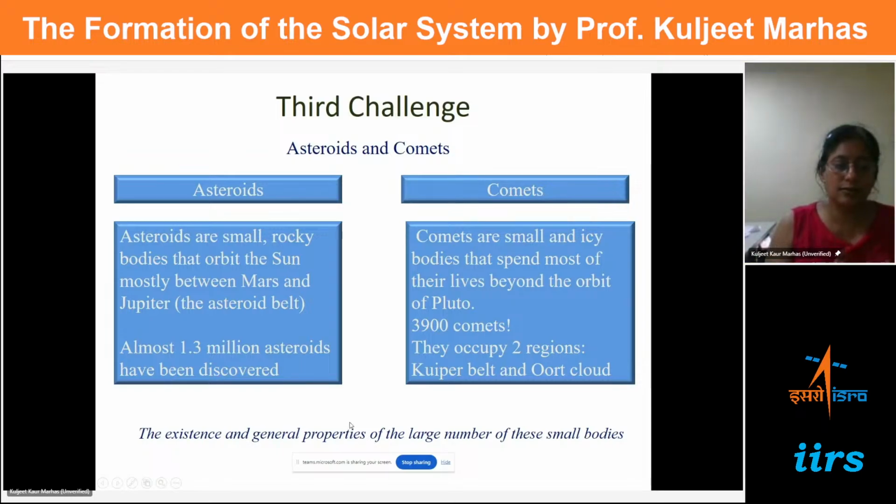So from this, we know there is an existence and there is a property of these small bodies too. They are large in number, but they have their distinct properties. Yeah, asteroid is more like a terrestrial thing, and comet is more like outer material, right?